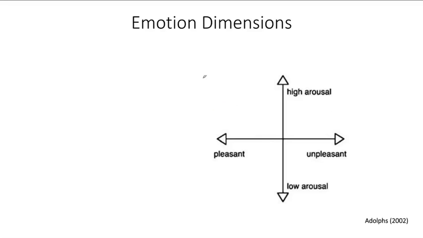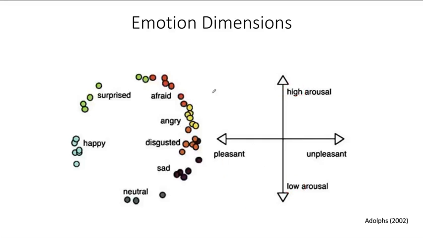And then the other aspect of emotions could be what we call the dimensions of emotion, how we define different levels of emotions. In this dimensional aspect, we can think about emotion in two dimensions. One would be the level of pleasantness, or what we call the valence, whether it is pleasant or not, and then the level of arousal, whether it's high arousal or low arousal.